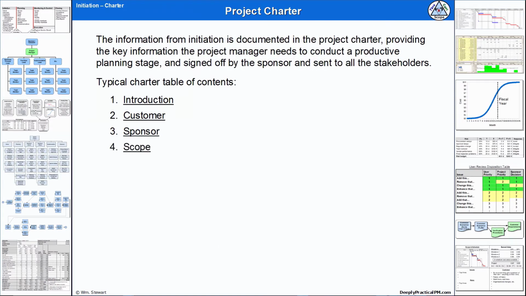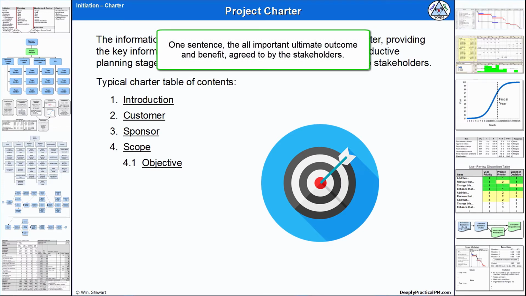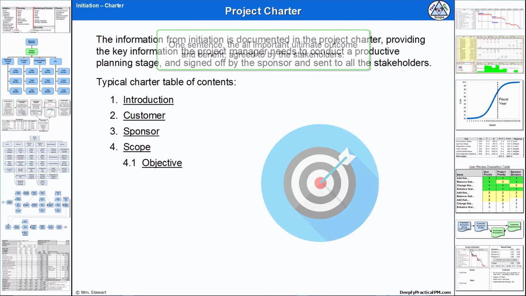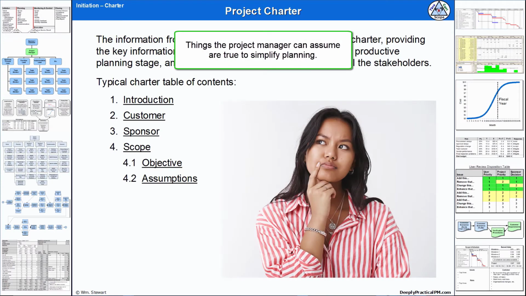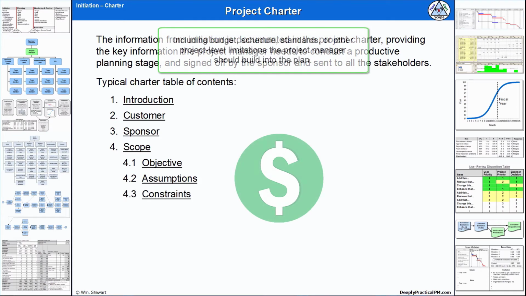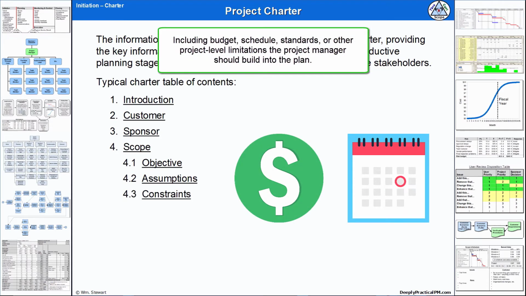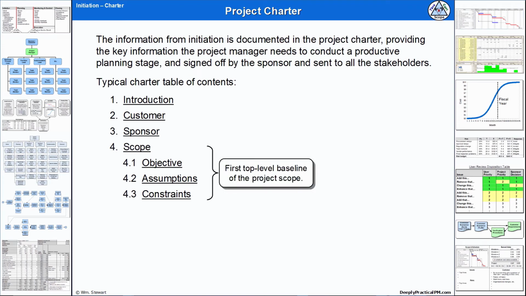Then the scope, including the objective, one sentence, the all-important ultimate outcome and benefit agreed to by the stakeholders. Then the assumptions, things the project manager can assume are true to simplify planning. Then the constraints, including budget, schedule, standards, or other project-level limitations the project manager should build into the plan. Together, the objective, assumptions, and constraints provide the first top-level baseline of the project scope.